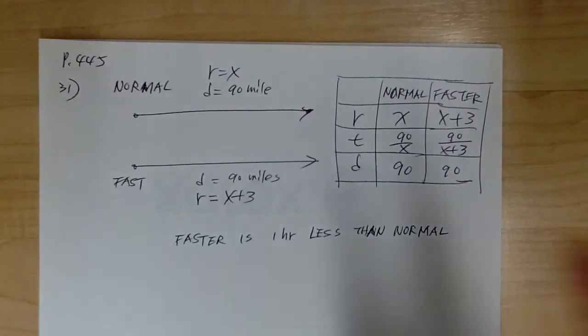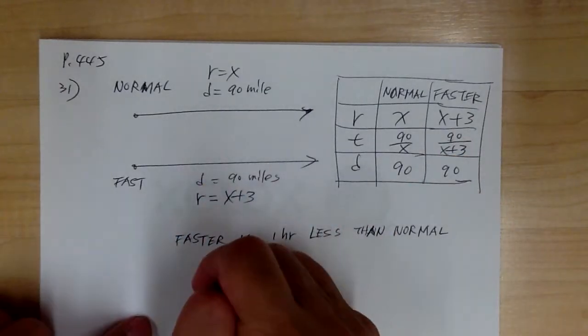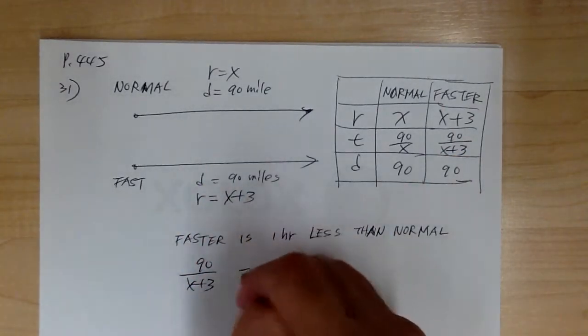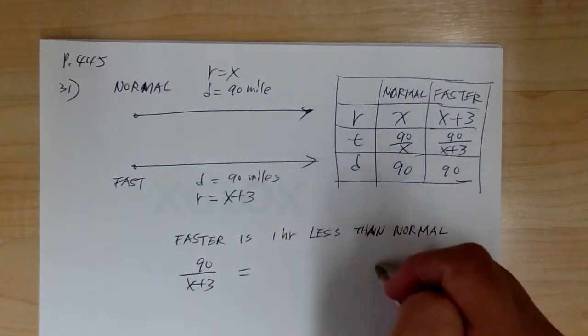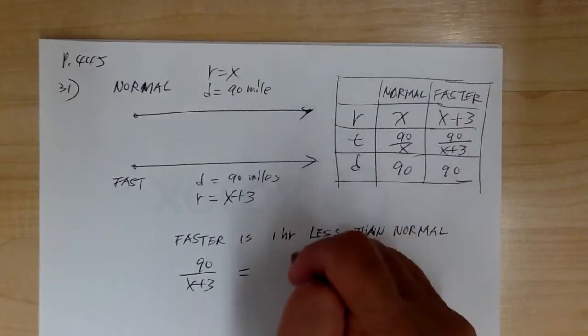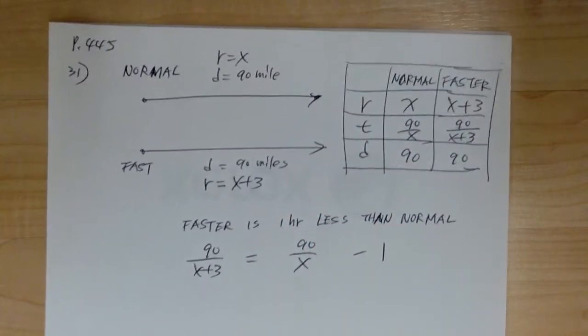Okay. So now you can go and translate. Now the fast is this one here. So fast is 90 over x plus 3. Okay. Is means equal. Now 1 hour less than means 1 less than, right? 1 less than. Normal is 90 over x. Okay. So that's your equation. So now you need to go and solve.